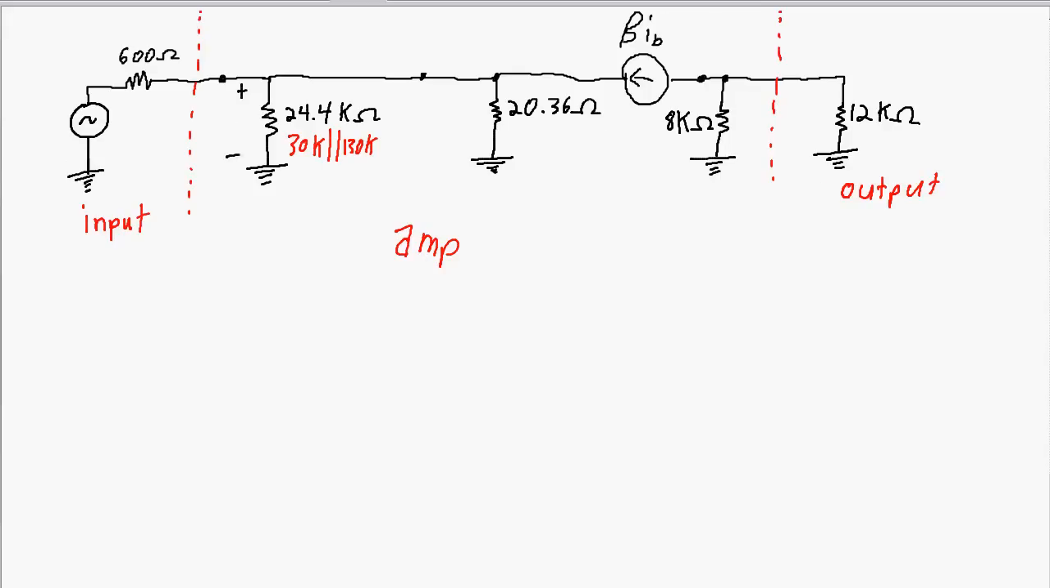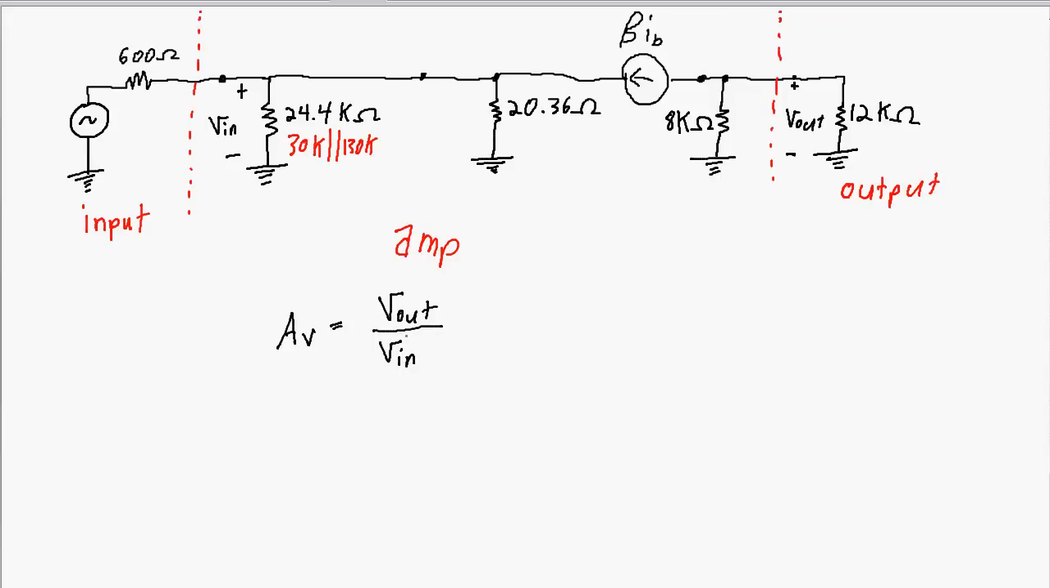The input signal is applied here. I can define the voltage between those two points as my input. The output I can define as being between this point and ground at this point here. Now, the definition for the gain of an amplifier is V out, output voltage, divided by input voltage. Now we're going to see what value this actually is. What is the actual gain of this amplifier?